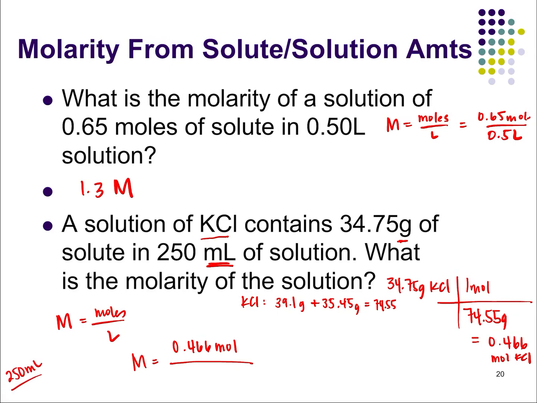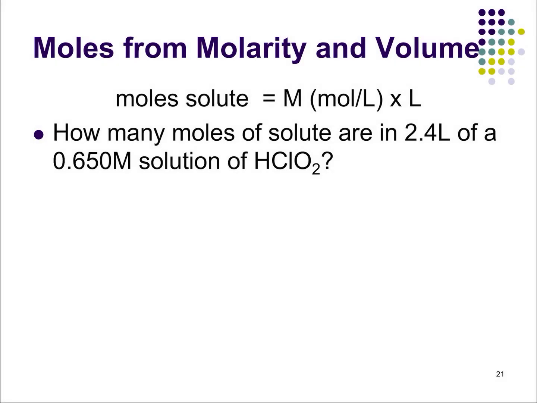So for my molarity, I have 0.466 moles over, and I have 250 milliliters divided by 1,000 milliliters equals 0.25 liters. There are 1,000 milliliters in 1 liter, so you just have to divide by 1,000, or move the decimal 3 places. So my molarity is going to be 1.86 or 1.9 molarity, big M.